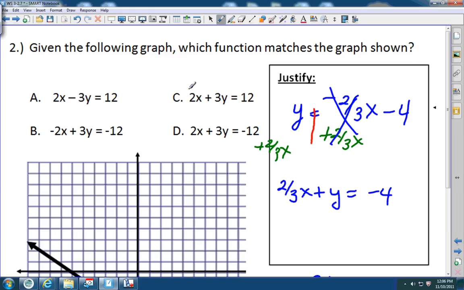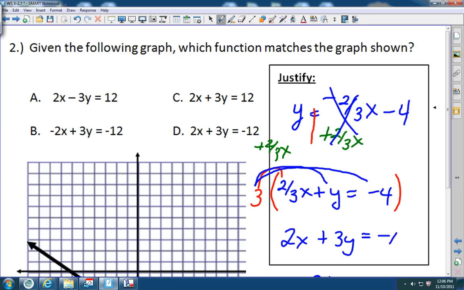Problem is, look at all these right here. Do any of these in standard form have a fraction in front of the x? There isn't. That's why on those last ones I was having you multiply by the denominator so we can get whole numbers. What should I multiply this entire equation by? By 3. So 3 times 2/3 x gives 2x, plus 3y, and 3 times negative 4 is negative 12.